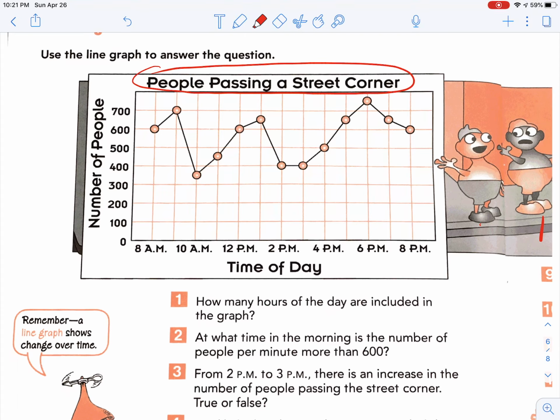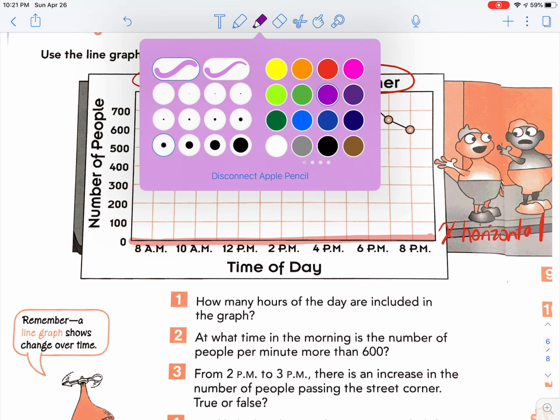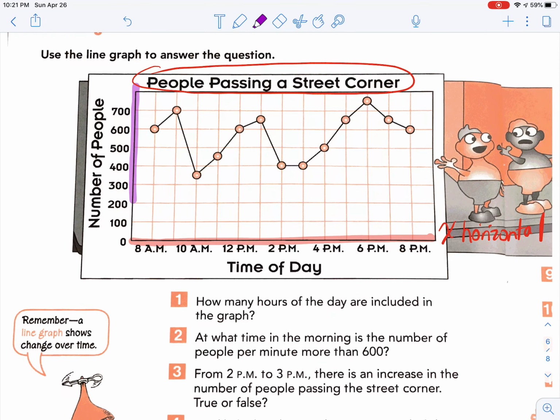Now this one, a line graph always is a little bit different because it kind of reminds me of the coordinate grid. You have an x-axis, which is the horizontal. And then you have the y-axis, which is the vertical. So the x-axis is giving me the time of day, and the y-axis is giving me the number of people.